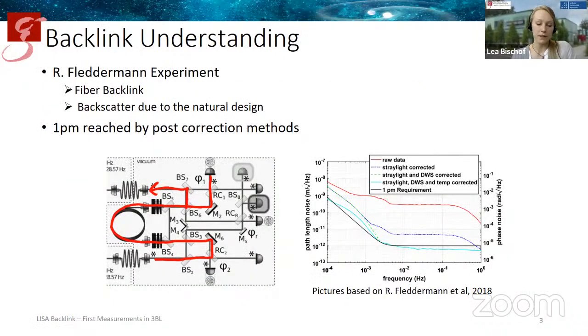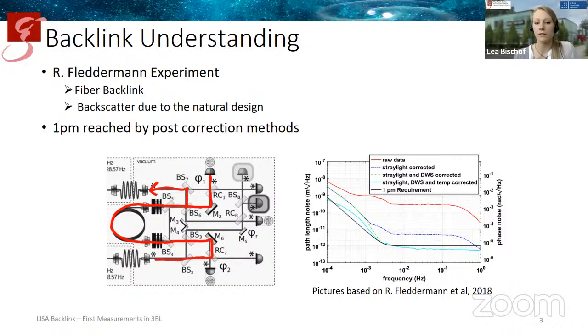Before I start with the Three-Backlink experiment, I would like to give you a short overview about the whole backlink understanding that we have to the present date. So the first investigations for a really LISA-like backlink experiment were done by Roland Flederman quite some years ago, and he used one fiber as a backlink and sent light through it in both directions.